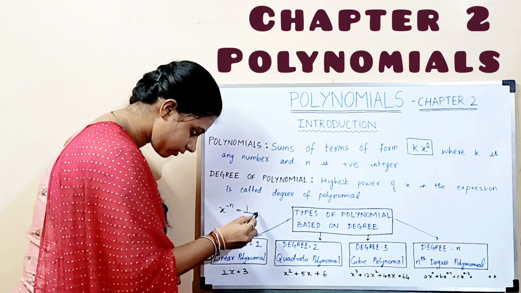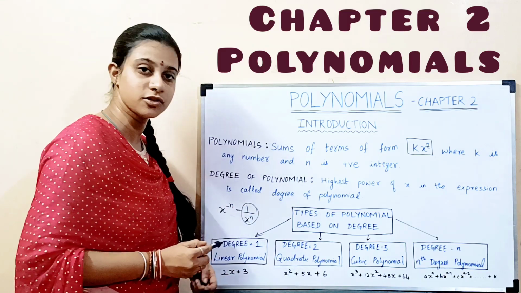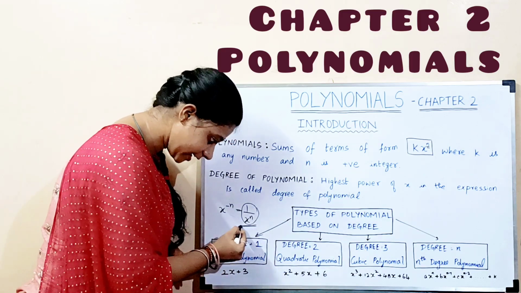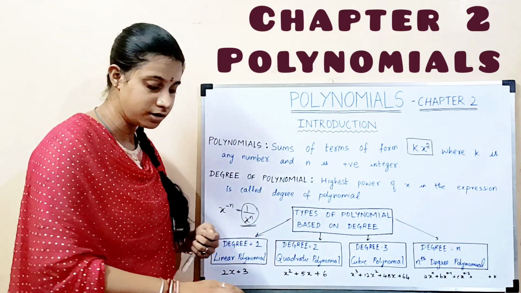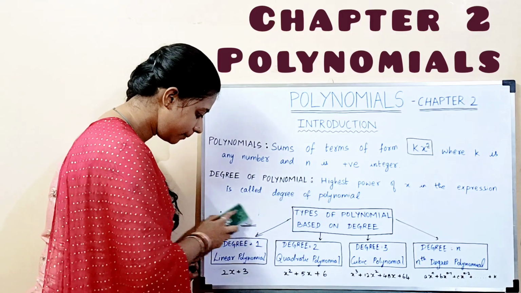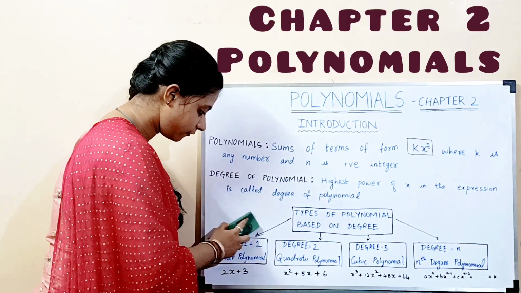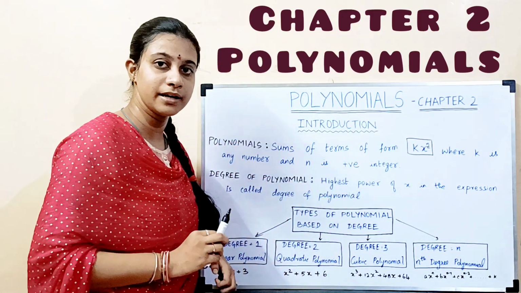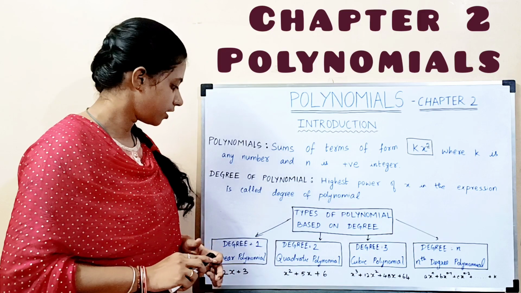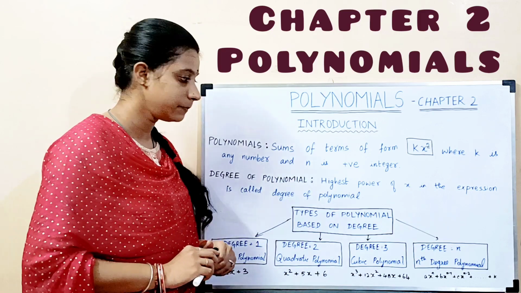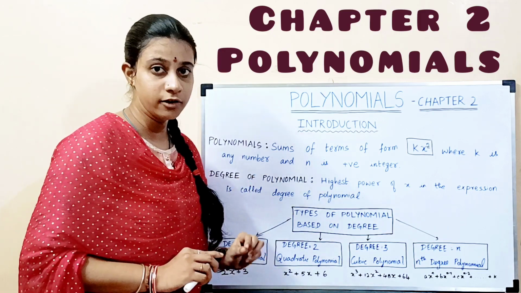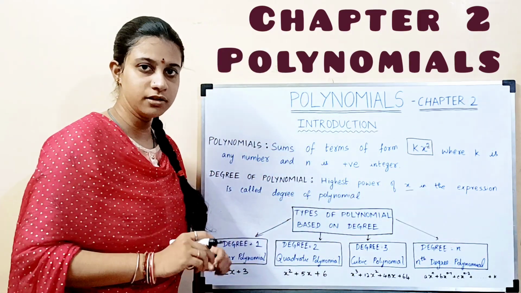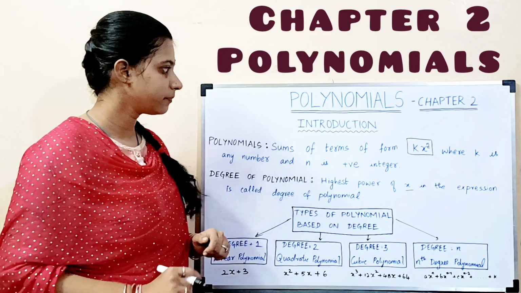This kind of term in an expression is not considered a polynomial. If this kind of term is present in any expression, then it is not a polynomial. So any polynomial is a sum of terms of the form kx power n, where k is any number and n is a positive integer. Now coming to the degree of a polynomial, the highest power of the variable, say x, in the expression is called the degree of the polynomial.